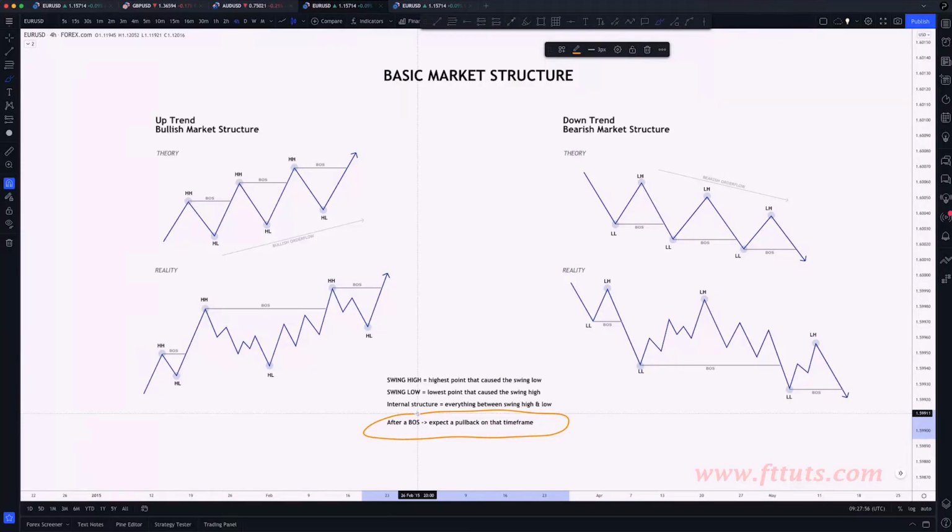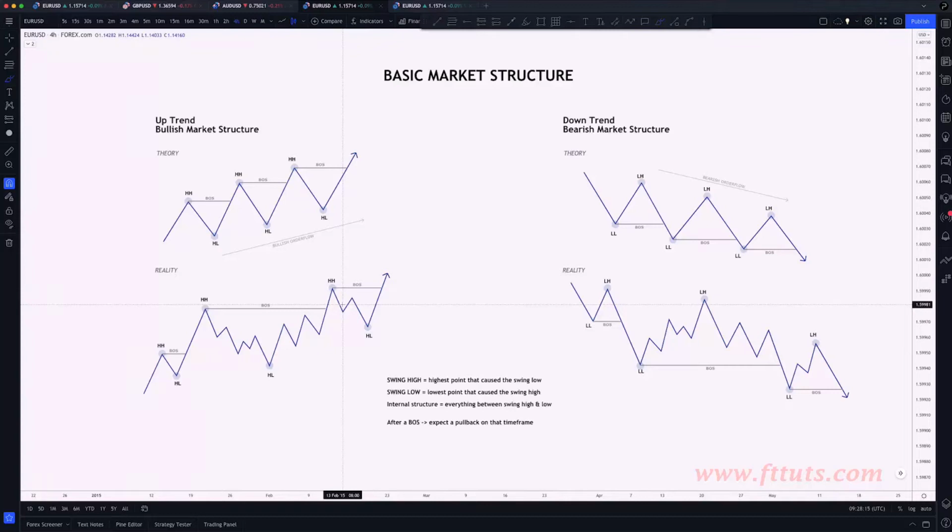And the final point is, again, a very simple one, but after a break of structure, we always expect a pullback on that time frame. Pretty simple, but you'd be surprised at how many people in the market, let's say over here, see that high go, they see price form a higher high, and the minute they see that level go, they start thinking about buying. They think, okay, we're forming a higher high, we're bullish, that's a sign of strength. Let me get in long here.